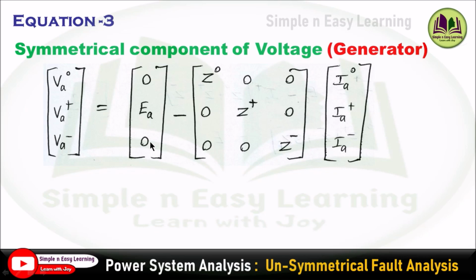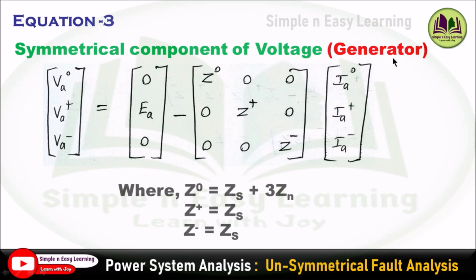The zero sequence and negative sequence voltages are 0, and this matrix minus the Z matrix, the impedance matrix, into the sequence currents IA0, IA+, IA-. So this is a complete representation of symmetrical component of voltage from the sequence network of generator, where Z0 can be represented as Zs plus 3Zn, where Zs is the self impedance of a generator plus 3 times the neutral impedance, and Z+, the positive sequence impedance, is equal to the self impedance Zs, and Z- is equal to the self impedance Zs.